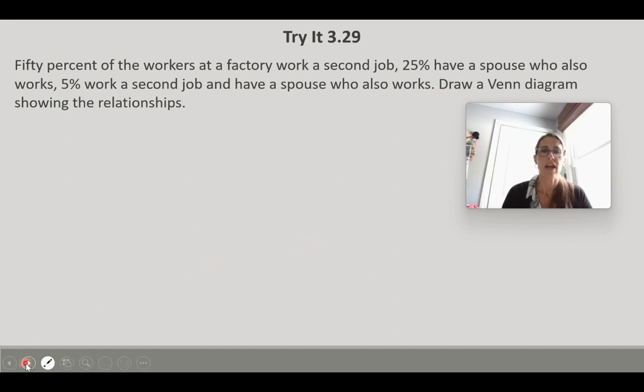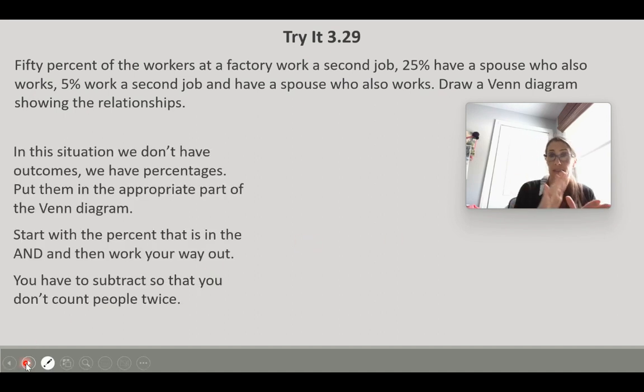So we always want to figure out, if this is percentages, we want to put them in the proper part of the Venn diagram. Start with the and work your way out. And you have to subtract so you don't count people twice. So you want to think about what's in the and, what's in both of your events. So we have the event work a second job and the event spouse who also works. So this 5% is the and, works a second job and has a spouse who also works. That's going to go in our overlap.